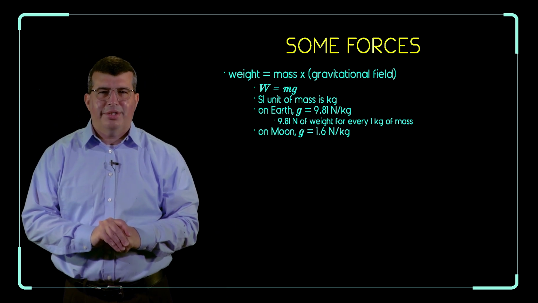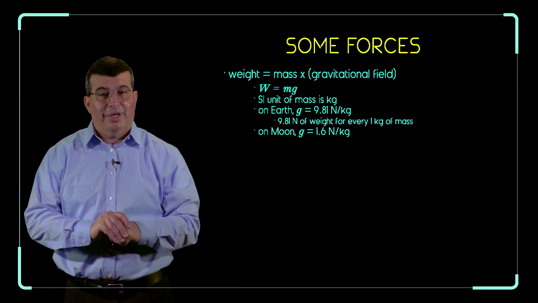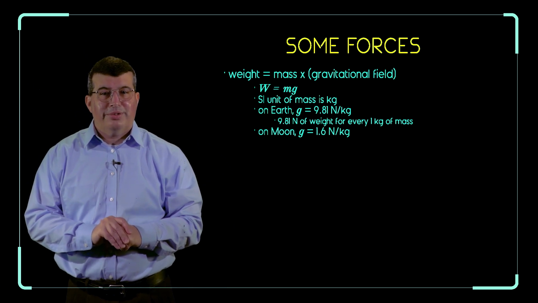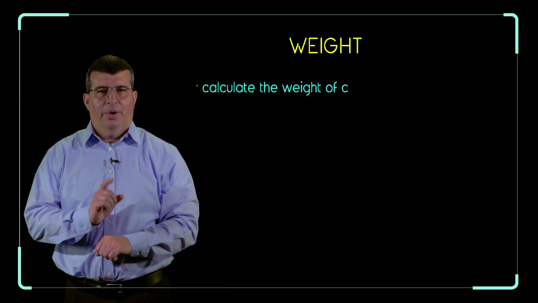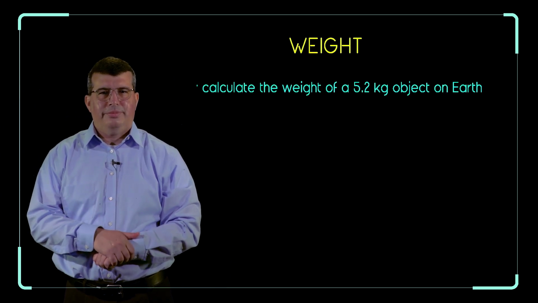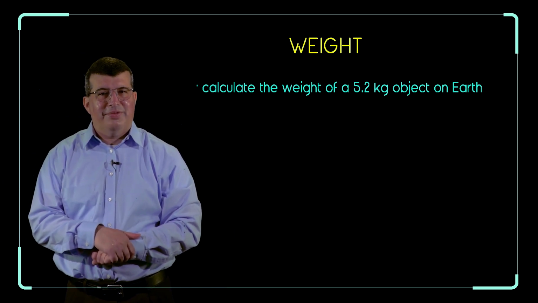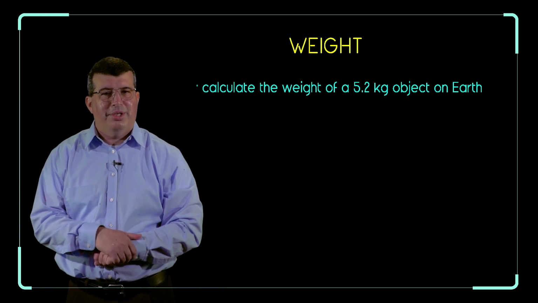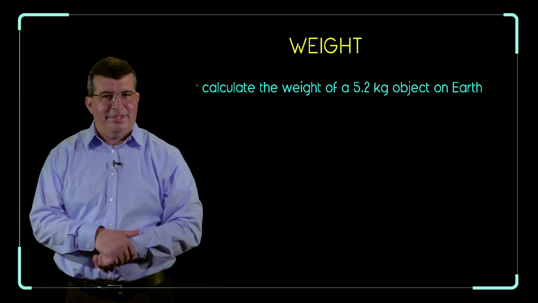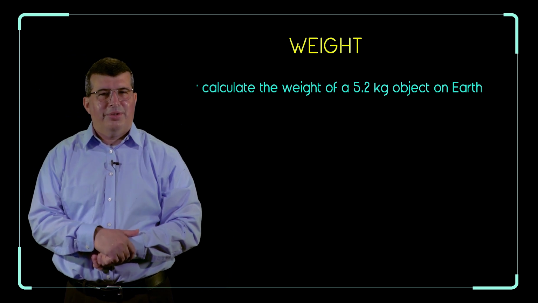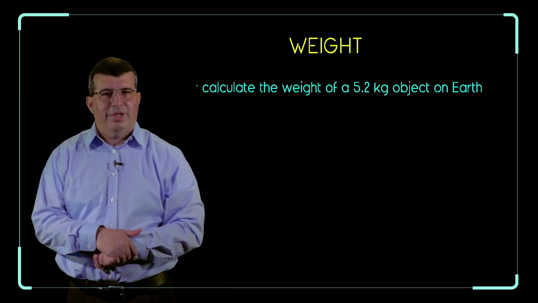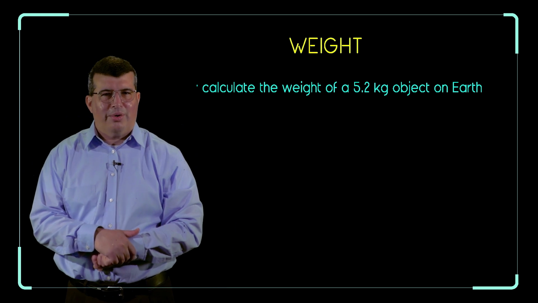Let's do a quick calculation of that, because that's something that we're going to be doing a lot of throughout this course. What I would like you to do is to actually calculate the weight of a 5.2 kilogram object on Earth. So I have to be specific. I have to tell you that this is on the Earth, because if this object were on the moon, it would be different. So figure out why I had to tell you that it was on the Earth and calculate the weight of a 5.2 kilogram object on Earth.